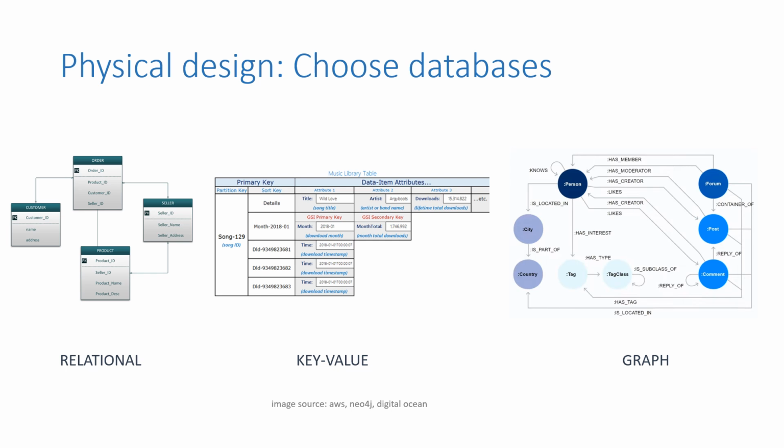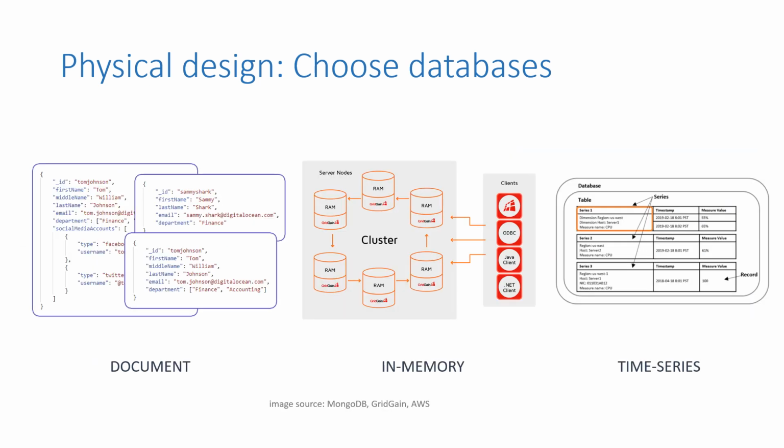I call it a purpose-driven database. So we have options like relational database, key value, graph database. These are some of the popular choices. There are more popular choices such as document database, in-memory database, time series database, and there are more databases.